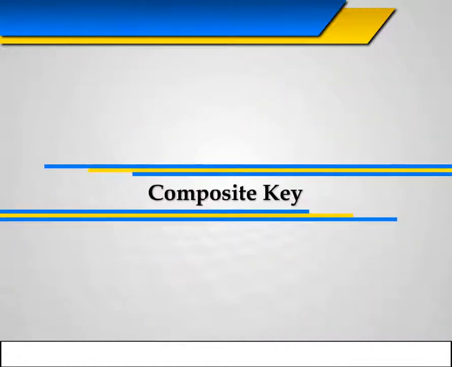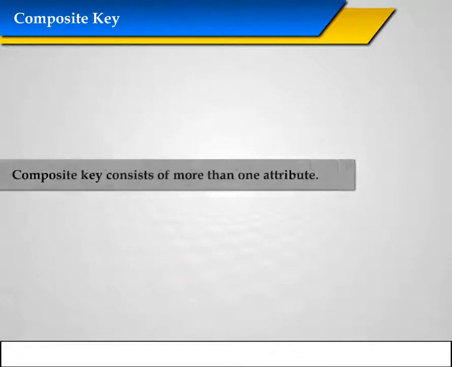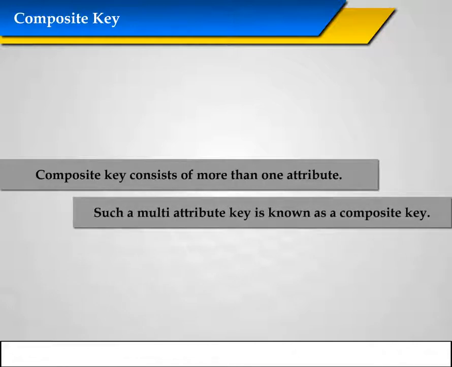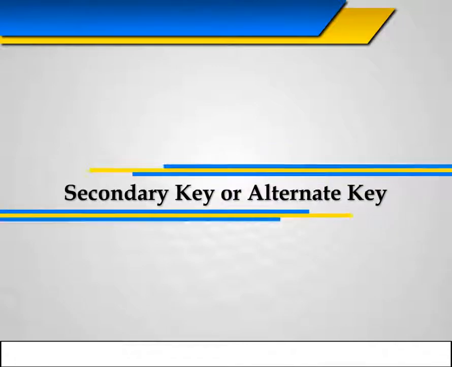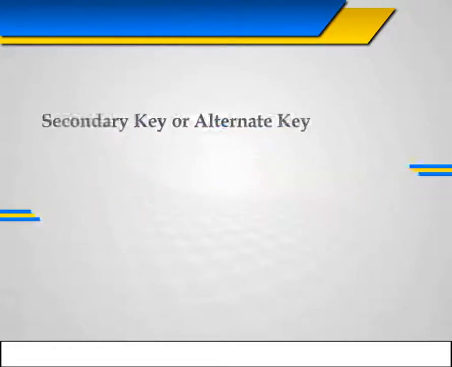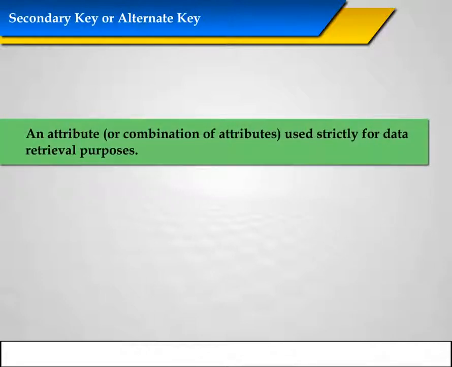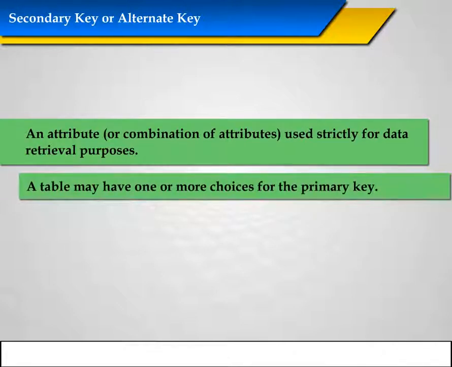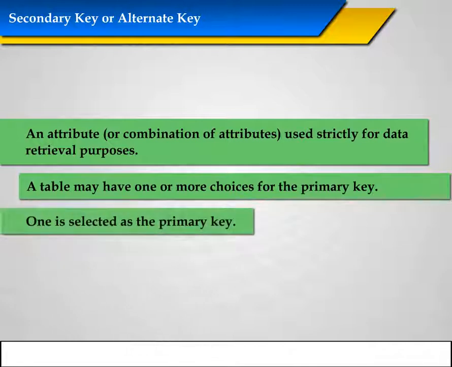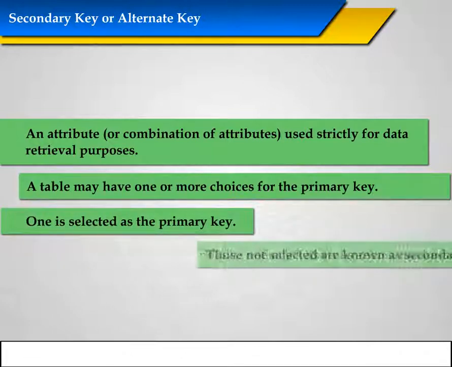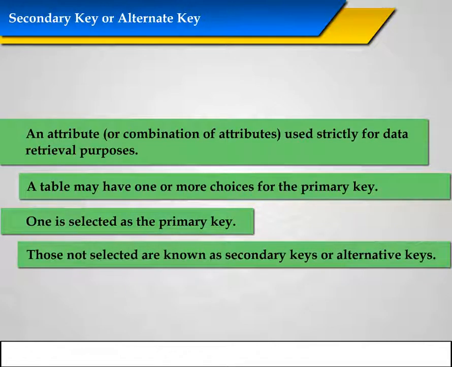Composite key. Composite key consists of more than one attribute. Such a multi-attribute key is known as a composite key. Secondary key or alternate key: an attribute or combination of attributes used strictly for data retrieval purposes. A table may have one or more choices for the primary key. One is selected as a primary key. Those not selected are known as secondary keys or alternative keys.